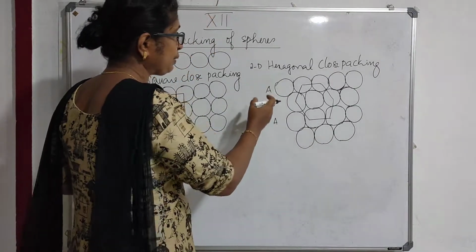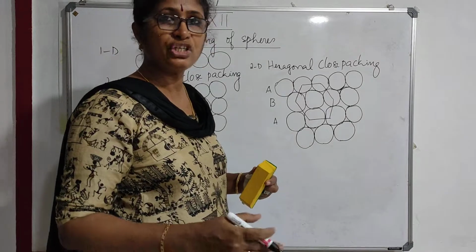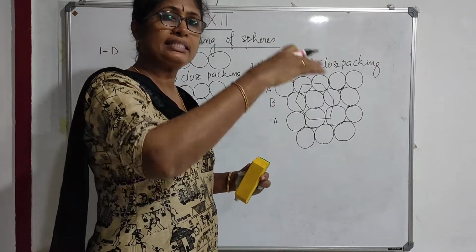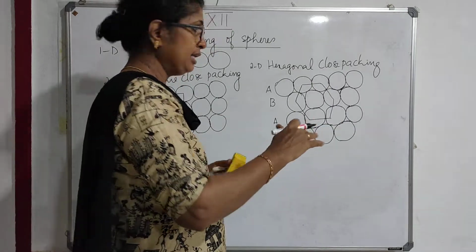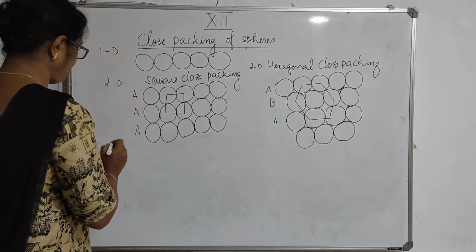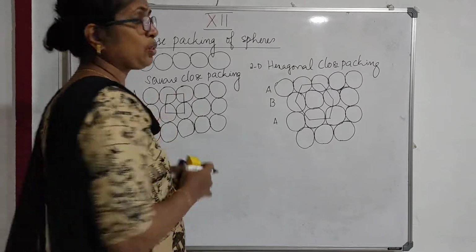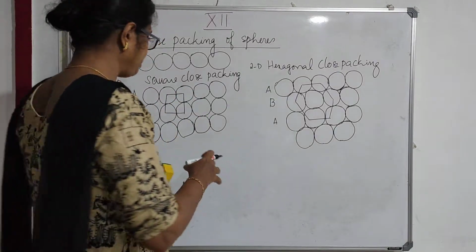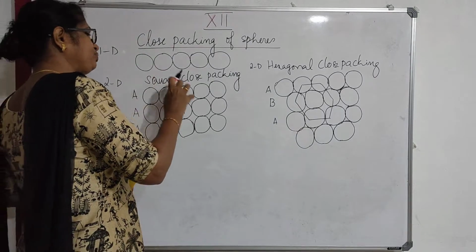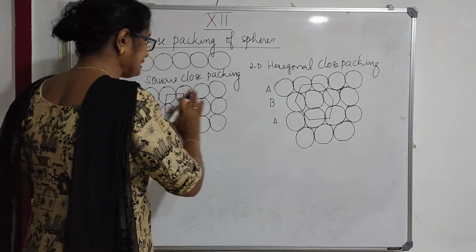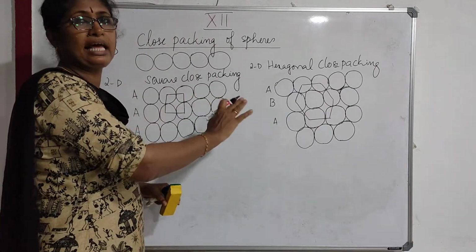That is, lengthwise and breadthwise we have arranged the spheres. Now over this we are keeping the second layer. That is called a three-dimensional close packing. Now first you take the square close packing. In square close packing, over this layer, as in the first layer, we keep the second layer of spheres.